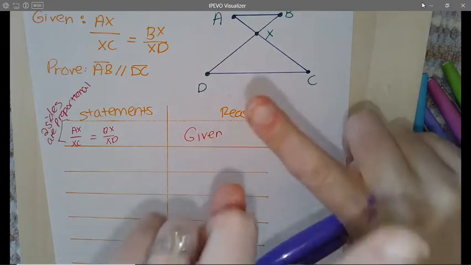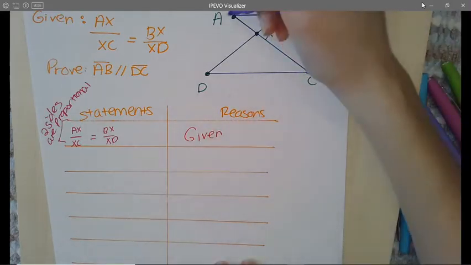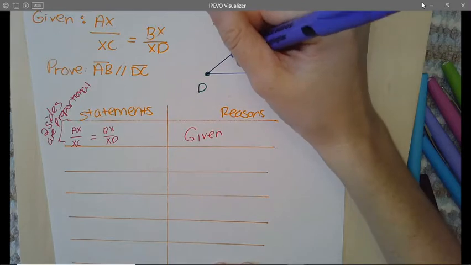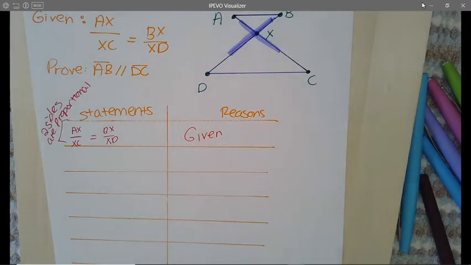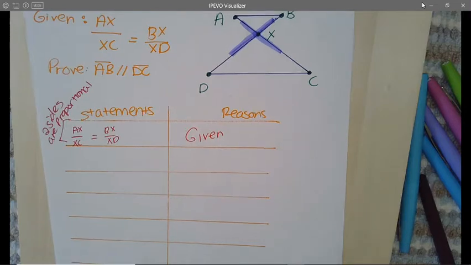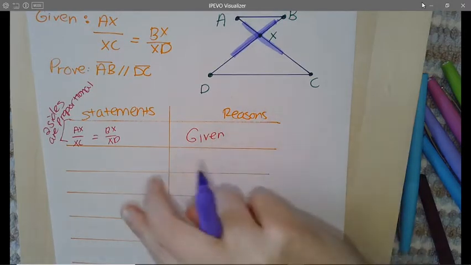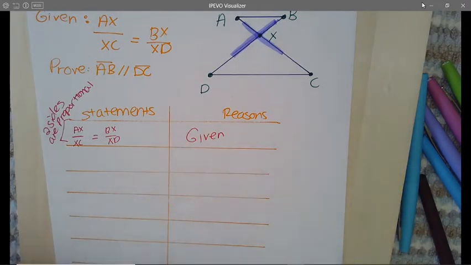Well, do you guys spot the X? Do you see the X right here? Which types of angles form the X shape? They are vertical angles. And how do vertical angles relate to each other? They are congruent. So I'm going to use that to do two more statements in my proof.